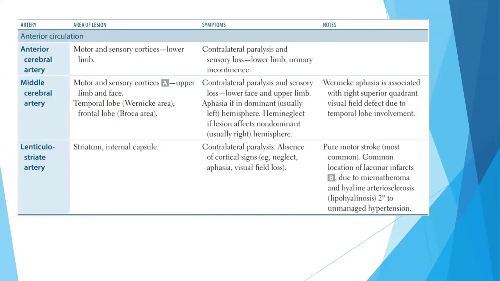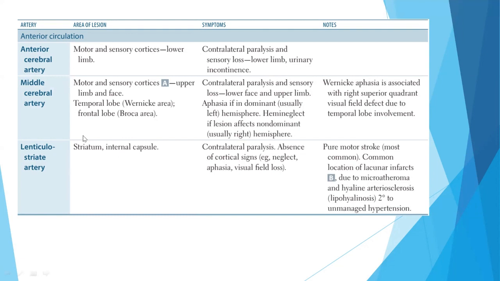Now, talking about the different types of ischemic stroke, classified according to the area where the stroke lies or the circulatory pathology. If the stroke involves the anterior cerebral artery, then the area of lesion is the motor and sensory cortices of the brain, causing loss of function in the lower limb. The symptoms may be contralateral paralysis, sensory loss, and urinary incontinence.